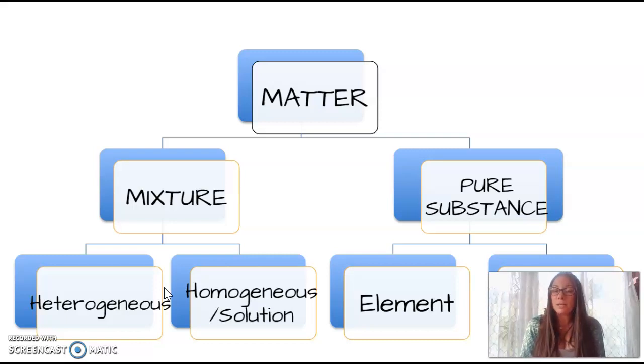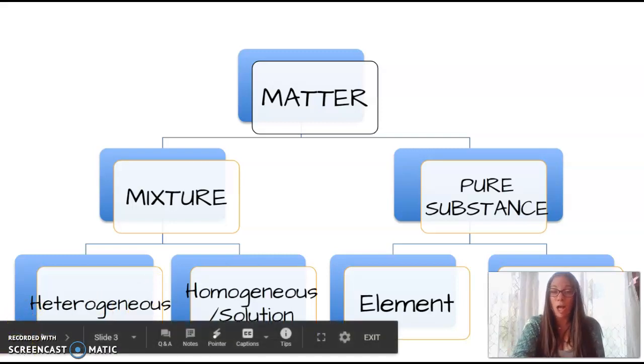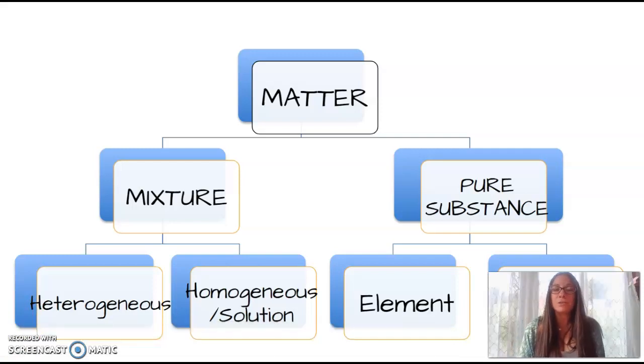Pure substances are going to be things like elements and compounds. Elements are things that we find on the periodic table of elements, which is something that we're going to be studying a lot in this unit and throughout the year. Compounds are made up of elements. We call elements the building blocks of matter because everything is composed of elements. Everything can be further broken down until you get to those building blocks, or elements.